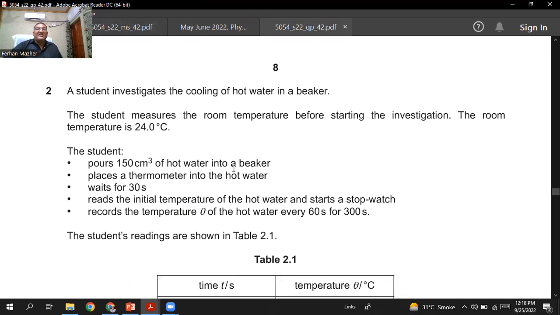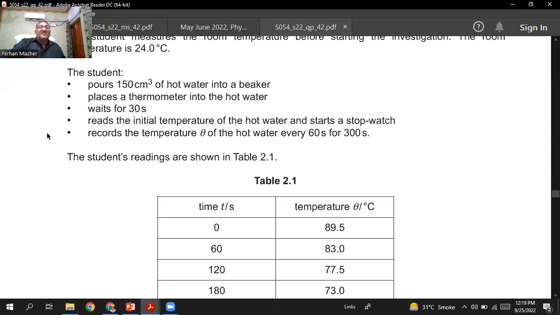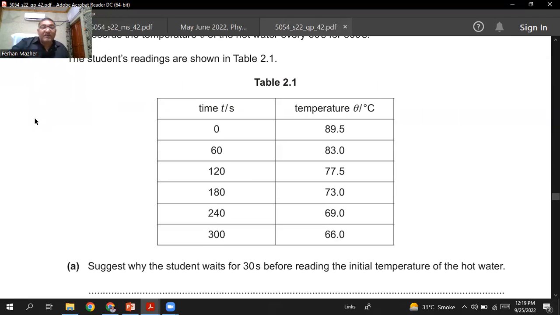Now we are going to the next question. It says, a student investigates the cooling of hot water in a beaker. The student measures the room temperature before starting the investigation. The room temperature is 24.0 degrees centigrade. The student pours 150 centimeter cube of hot water into a beaker, places a thermometer in the hot water, waits for 30 seconds, reads the initial temperature of the hot water and starts a stopwatch, records the temperature theta of the hot water every 60 seconds for 300 seconds. The student's readings are shown in table 2.1.